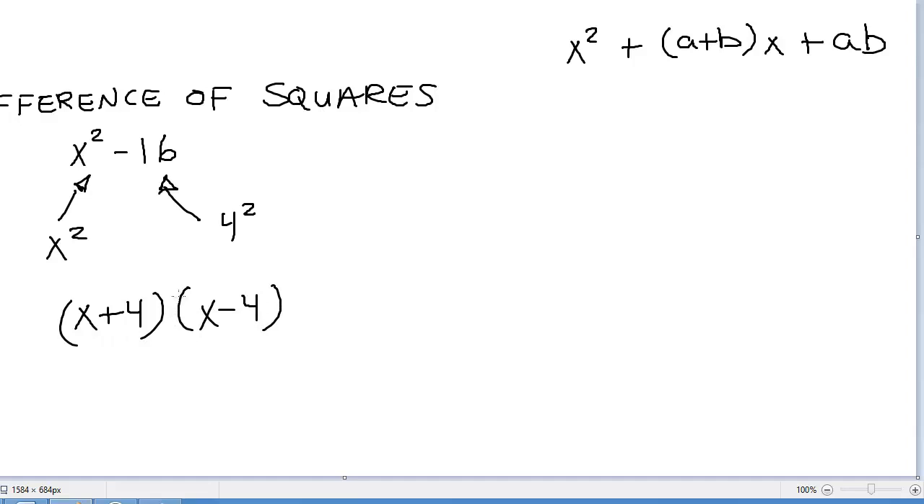So you can use the other method as well that I showed you, but if you recognize the difference of squares, it makes factoring out really easy and a lot faster instead of having to go through the whole thing of finding the factors and adding them to be 0.